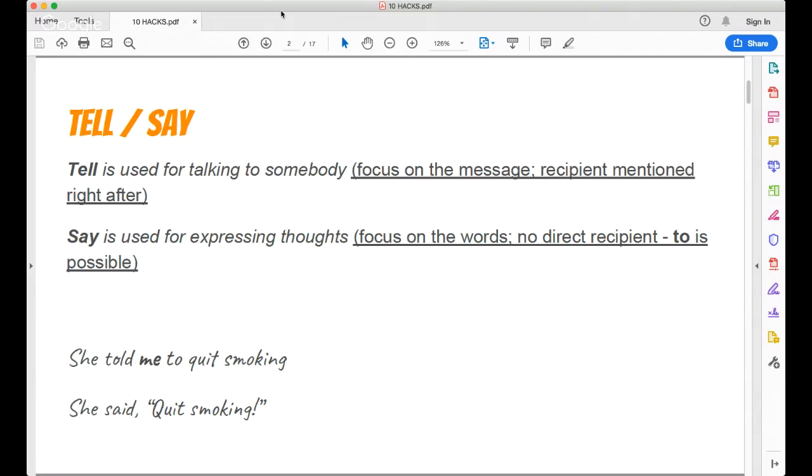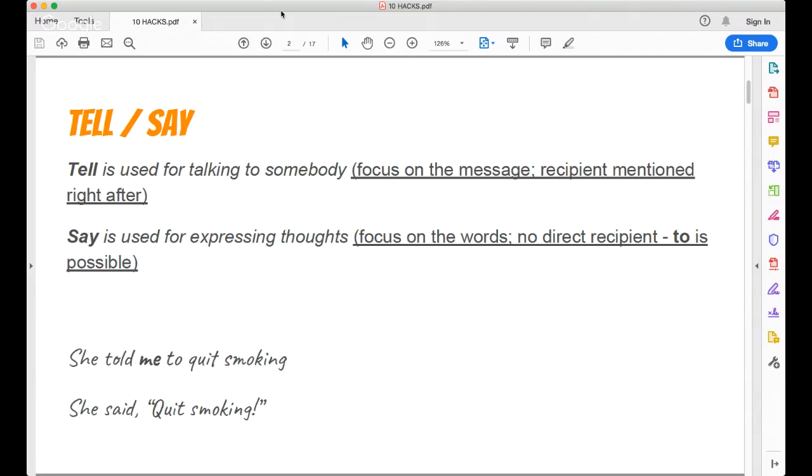But okay, so when we use tell to talk to somebody, right? The focus is on the message here, on what you want to say itself, and the person you're talking to is mentioned right after. All right. But when we use say, we use it to express thoughts. And the focus here is on the actual words, not on what's being said, but on how it's being said, on the actual words. And there's no direct recipient, but it's possible to say who the person is with to, right?